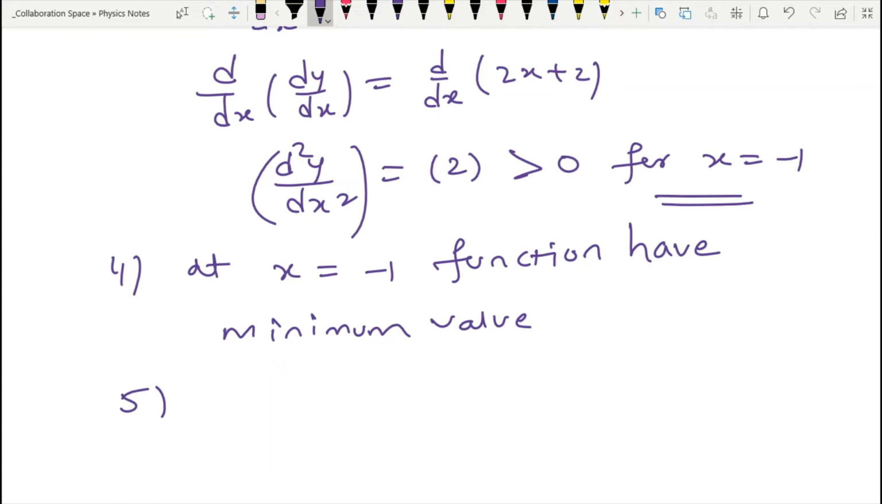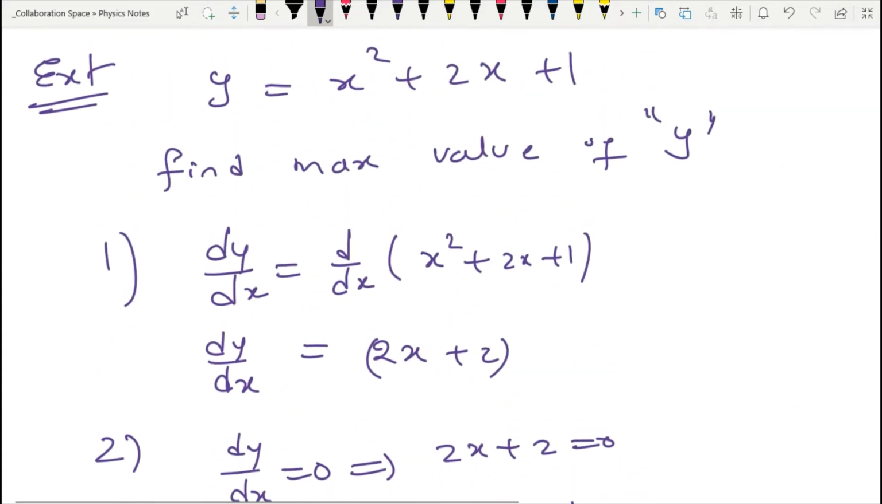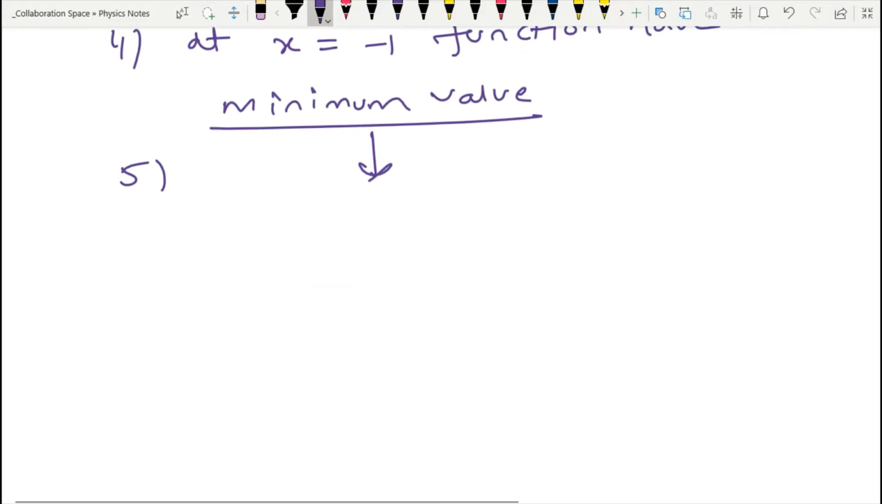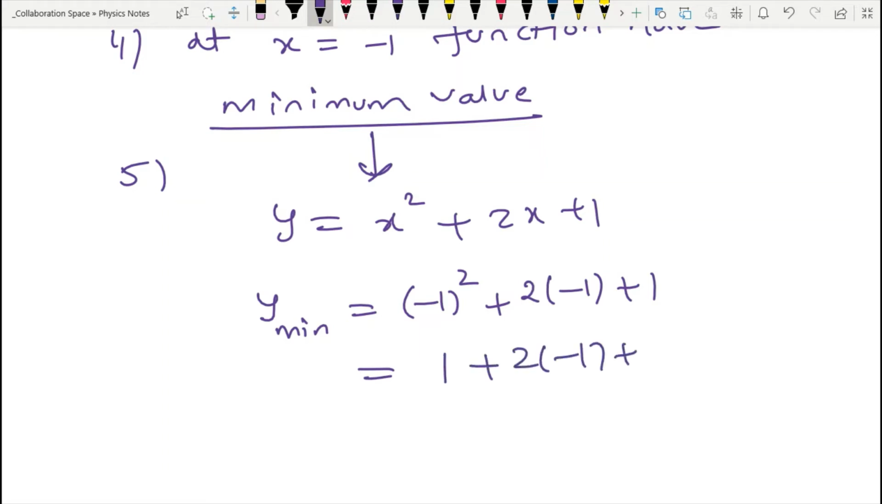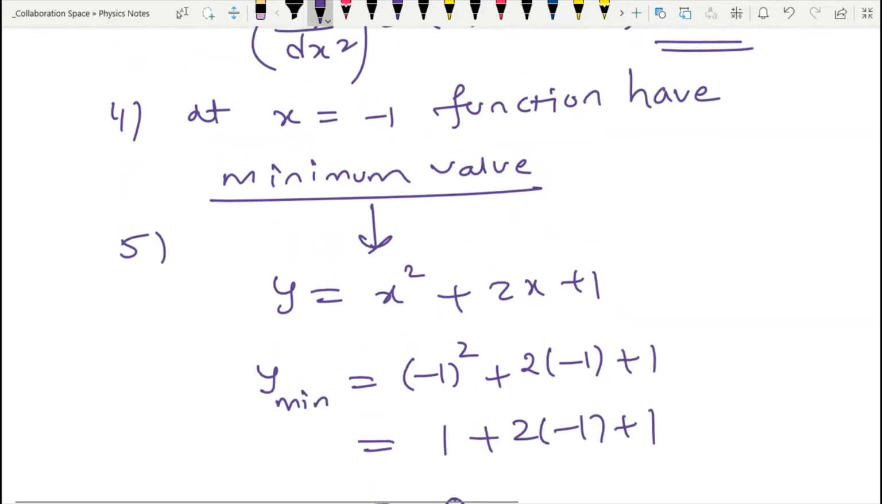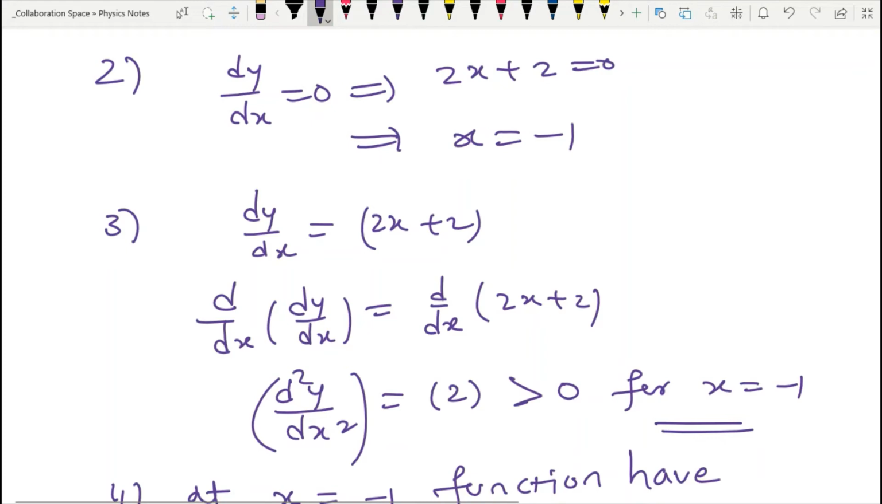So if you want to find the minimum value, you can put x is equal to minus 1 in f of x. Already you know y is equal to x square plus 2x plus 1, and you want to calculate the minimum value. That will be obtained just by substituting the x value minus 1 in this. So minus 1 whole square is plus 1, this is 2 of minus 1, plus 1. So what are you getting? The minimum value of that function is 0, and that function is not having any maximum value. The function is having only minimum value.